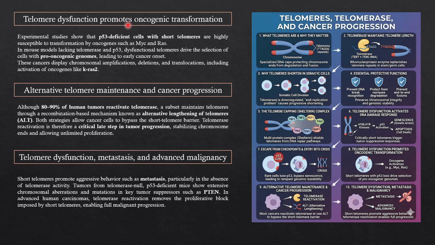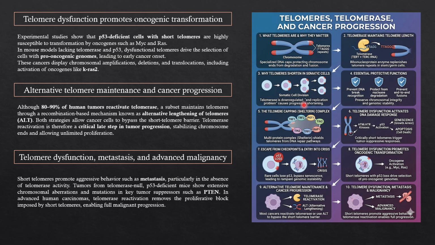So the dysfunction in the telomeres promotes oncogenic transformation. In the image, you can see that the telomeres and cancer progression are interrelated. What telomeres are and why they matter: telomeres are the TTAGGG repeats at the chromosomal ends, and they are specialized DNA caps protecting the chromosomal ends from degradation and fusion. Telomerase maintains the telomere length, and as a result, this ribonucleoprotein enzyme replenishes the telomere repeats in the stem or germ cells.